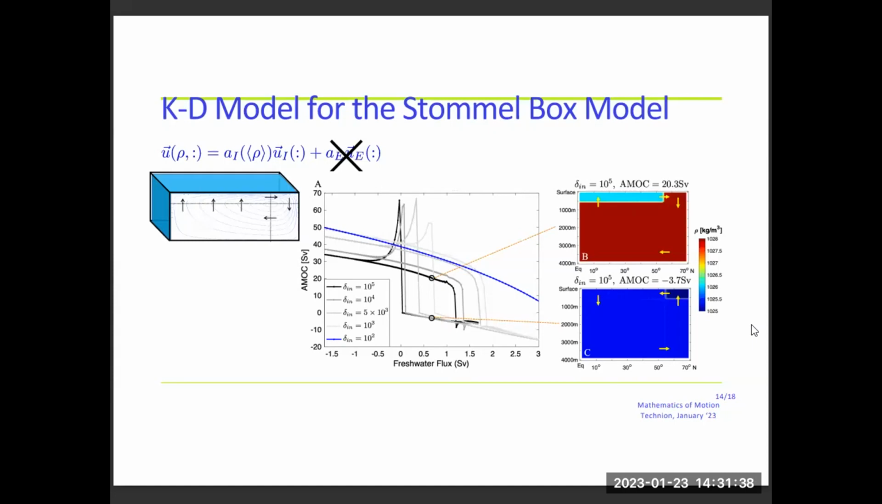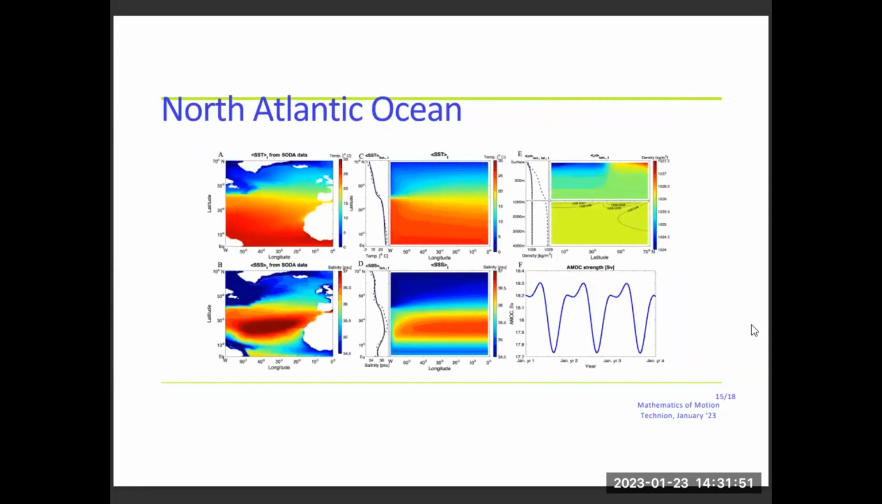So this is setting the parameters in a very specific way, just to copy the Stommel box model. This is kind of a proof of concept that everything works, that our simulation works, that our model is okay. And then we can go to the other complexity extreme and fit all of our parameters to fit the North Atlantic Ocean.